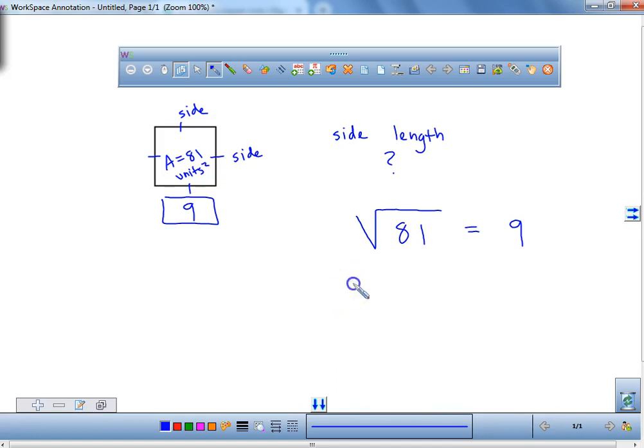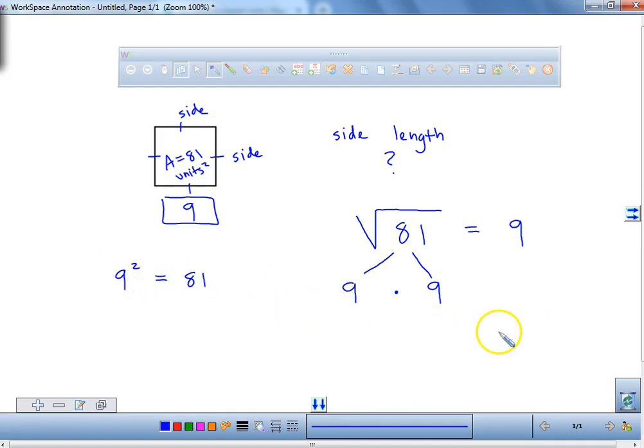Now listen. Why? Because 9 times 9 equals 81. So 81 breaks down into what two factors? Two 9s. And we know that 9 squared, that's a perfect square, equals 81. So what was the whole purpose of the square root? To help you go from the area of a square back to the length of the side. What was our side length? It was a total of 9.